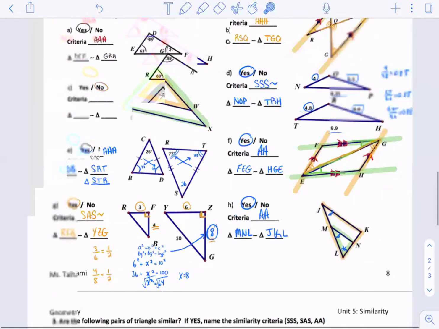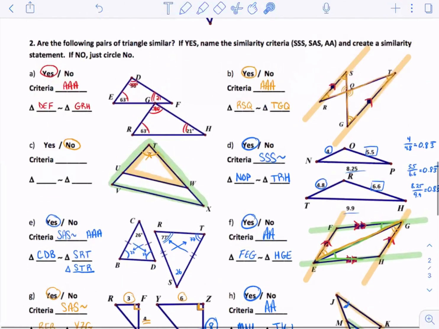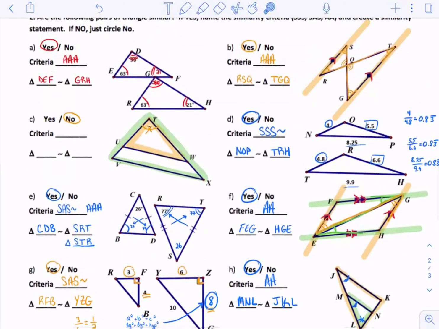So hopefully now you could recognize two triangles that are similar and their methods as to why they're similar.